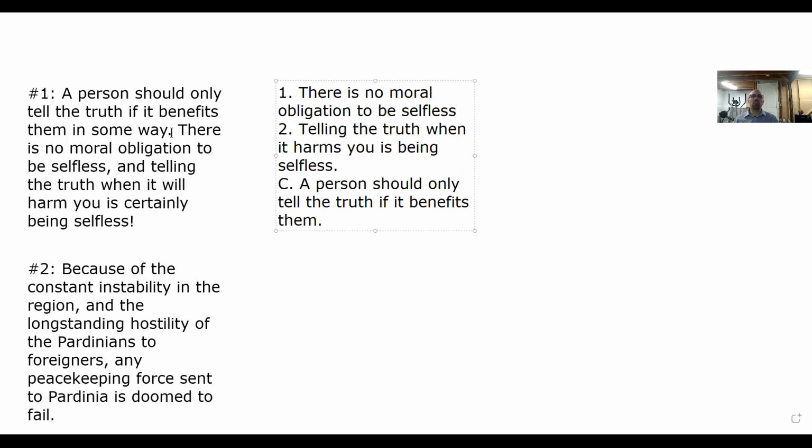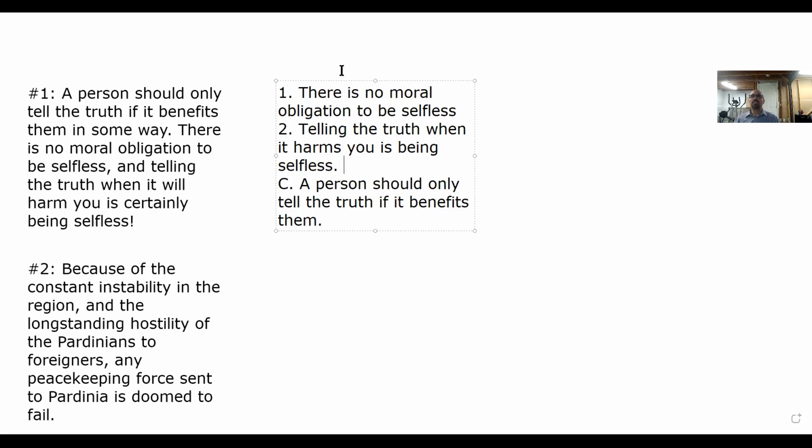Notice that even though this is all one sentence, I did break it up into two premises. The reason is that these are two separate claims. It could be true that there's no moral obligation to be selfless, but maybe false that telling the truth when it harms you is being selfless, or the other way around. They're separate claims, so we can treat them as separate premises.